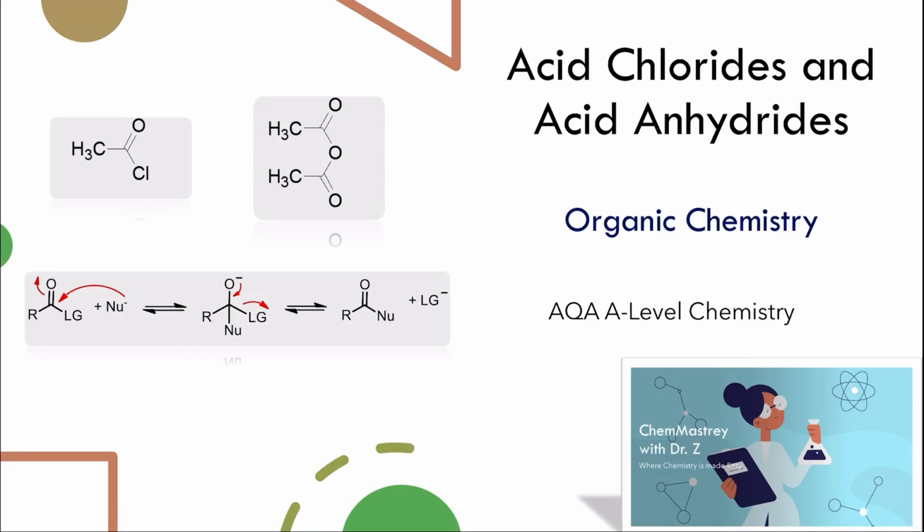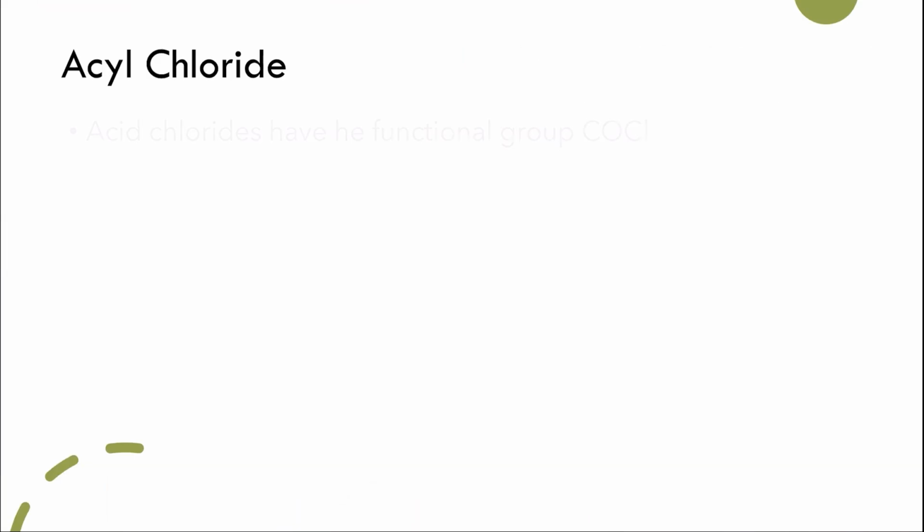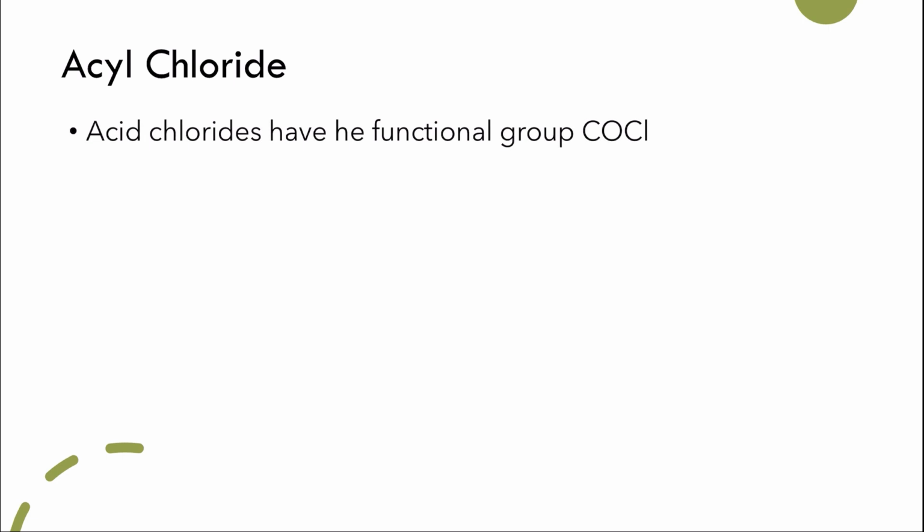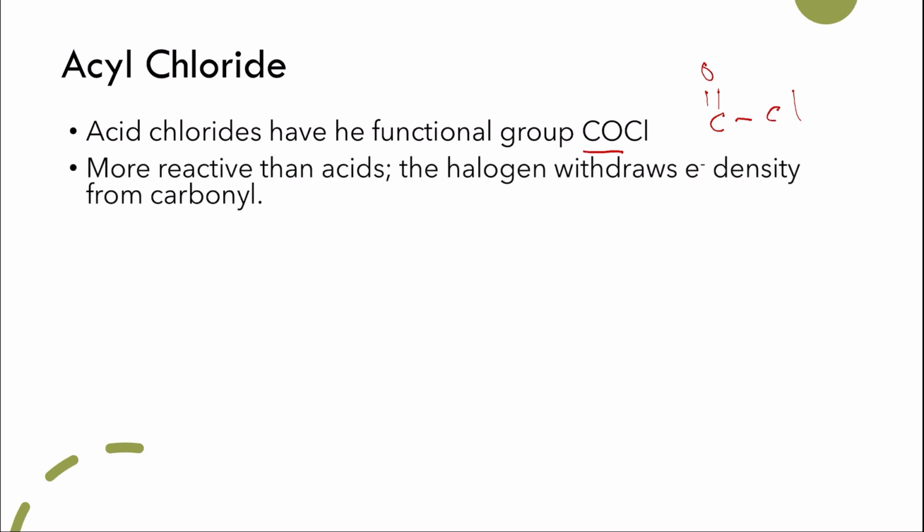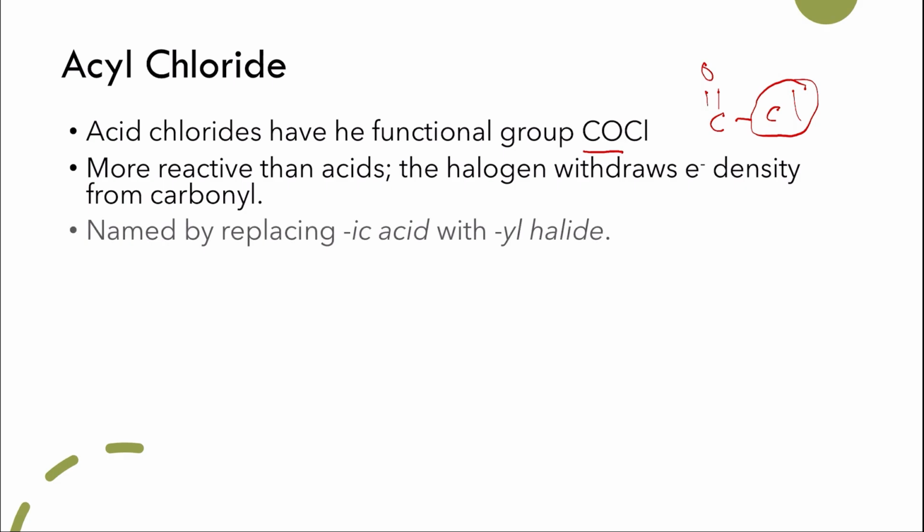Acid chlorides and acid anhydrides and their reactions. Acid chlorides are one of the carboxylic acid derivatives. They have the functional group COCl, so replacing the OH of the carboxylic acid group with a chloride. They are more reactive than the carboxylic acids themselves. This is because of the presence of the chloride, which withdraws the electron density from the carbonyl functional group.